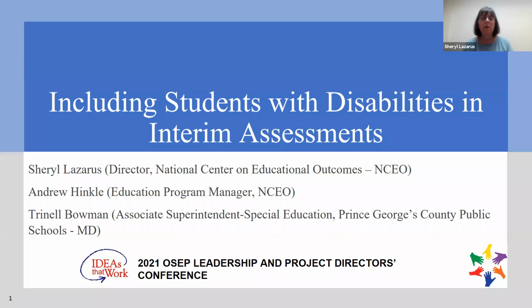This session will explore how to use interim assessments to validly measure what students with disabilities know and can do. There is increasing interest in states in the possible use of interim assessment data to measure the grade level standards-based progress of students. This includes an interest in measuring learning loss or possible gaps in achievement that may have resulted because of COVID-19 school closures and inconsistent distance learning.